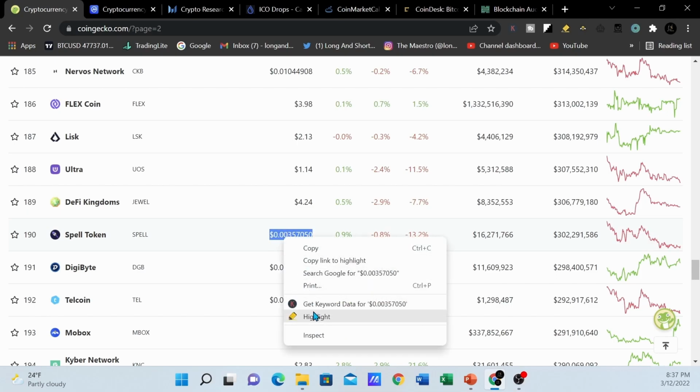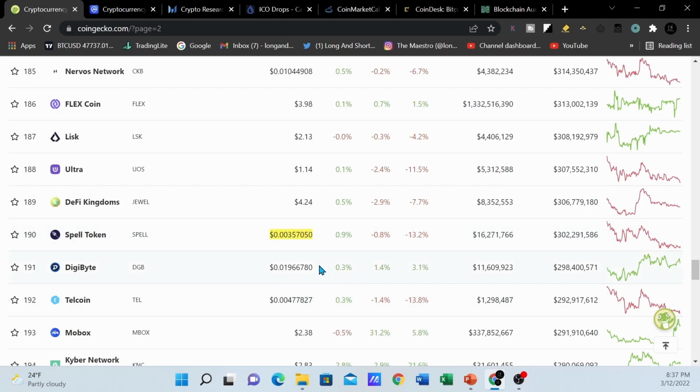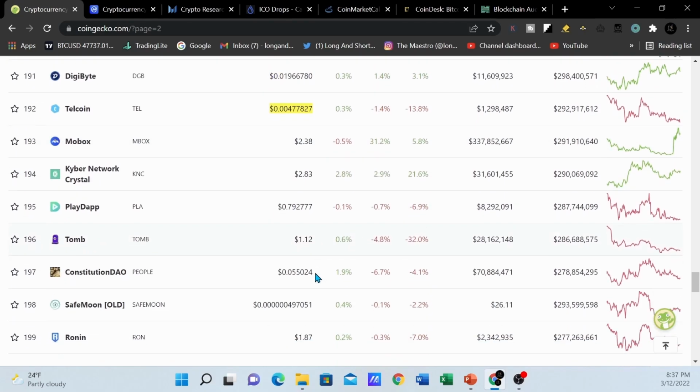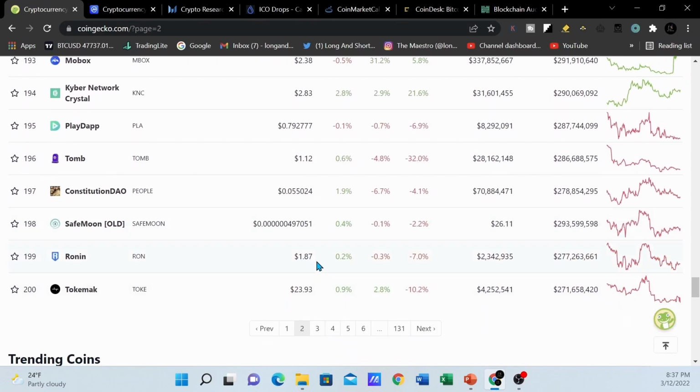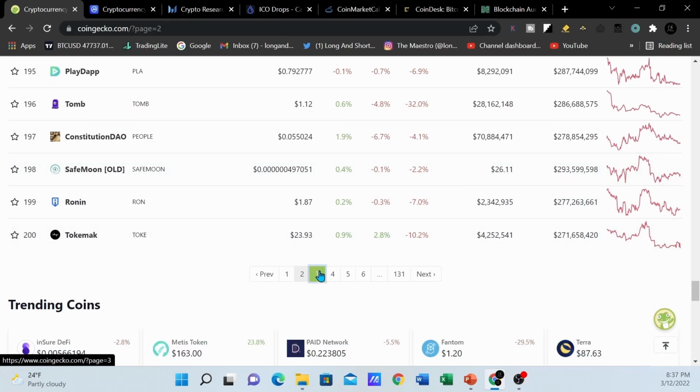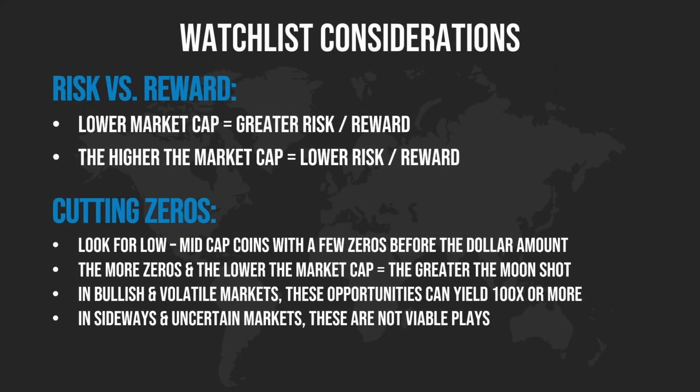Because if they do have value, then they're eventually going to get up to higher numbers in price. But if nothing's really moving, these are also sort of the worst coins to be in, because they're only controlled by a smaller amount of people in the market, and it can swing dramatically. In sideways markets and in uncertain markets, these are not viable plays for us.